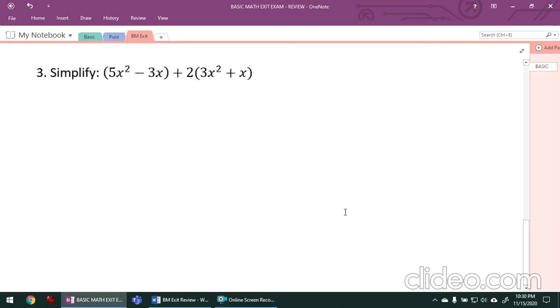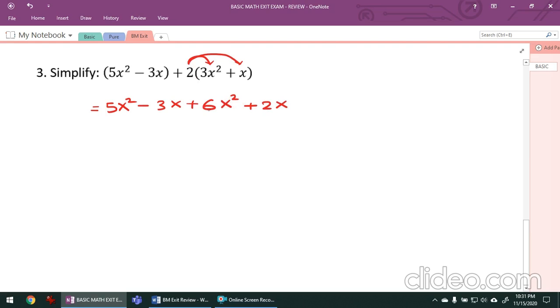Question number 3 is simplify 5x square minus 3x plus 2 into 3x square plus x. So here you can just open the bracket equal to 5x square minus 3x plus, here you have to open the bracket, 2 into 3x square, 2 into 3, 6x square, then 2 into x plus 2x. Now you should group the terms. Group the terms with same power.